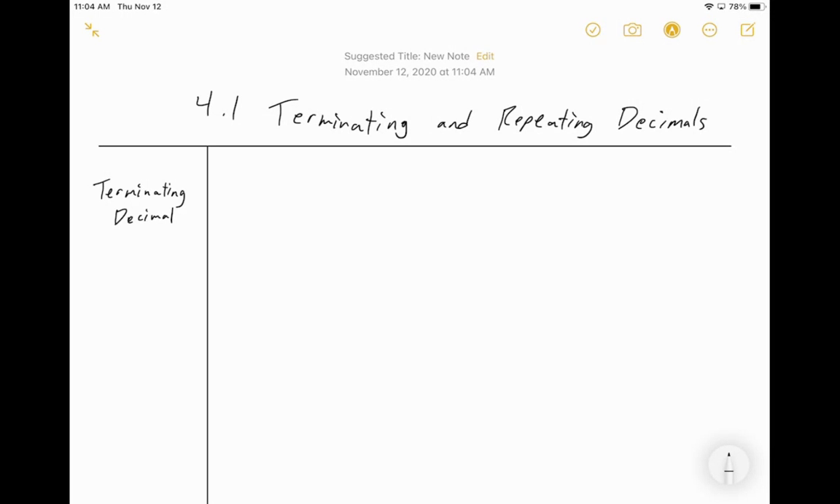So like the Terminator, right, his job is to end people's lives. So that's what he does. So he terminates. So these are decimals that end, okay?